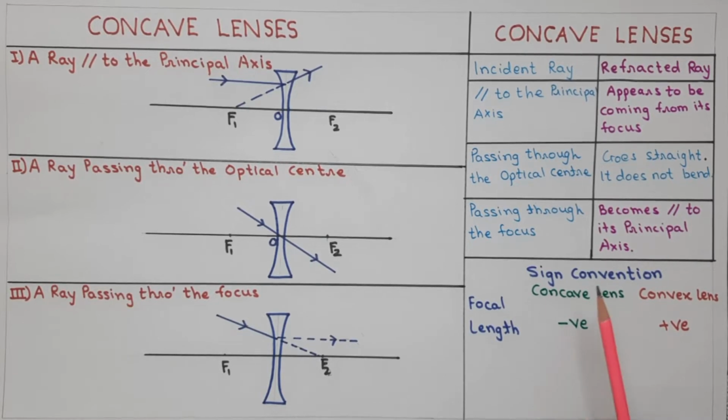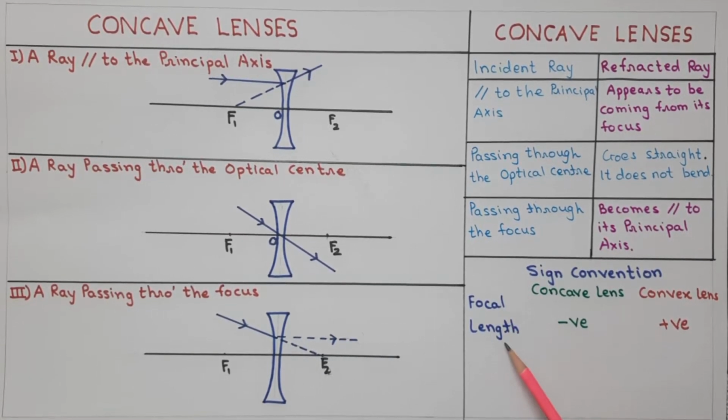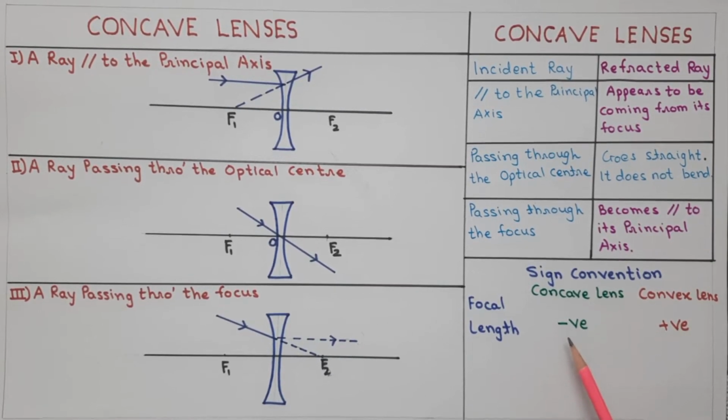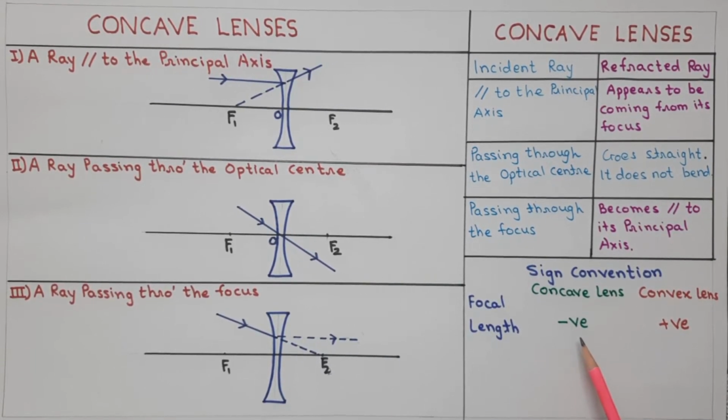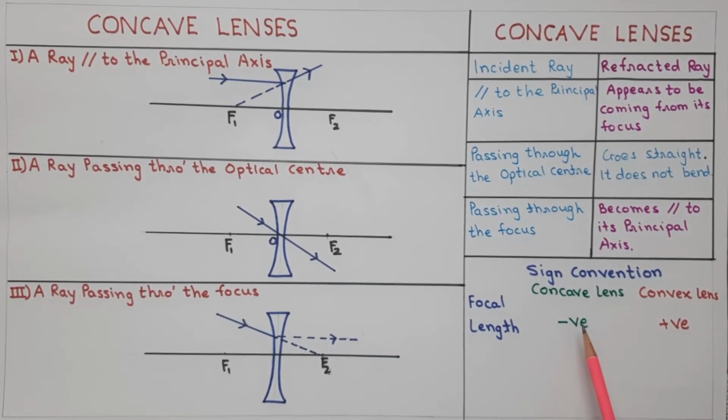Now we will see the sign convention for concave lenses. Focal length of a concave lens is always negative and focal length of a convex lens is always positive. Rest of the sign conventions are the same as we have seen in the first video.